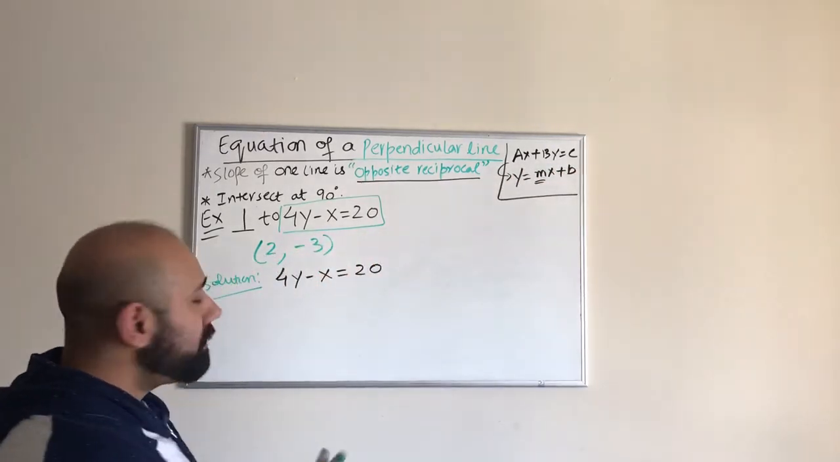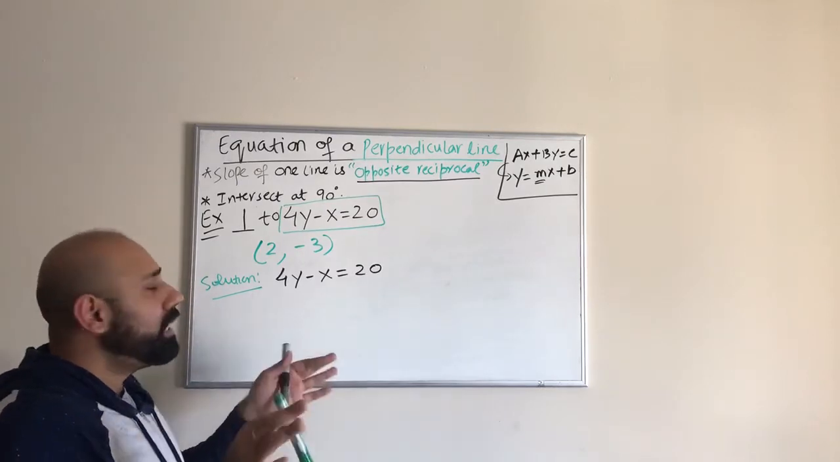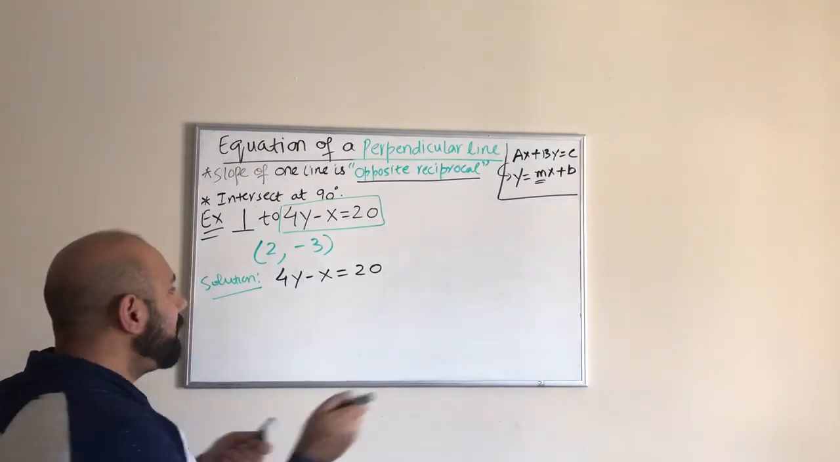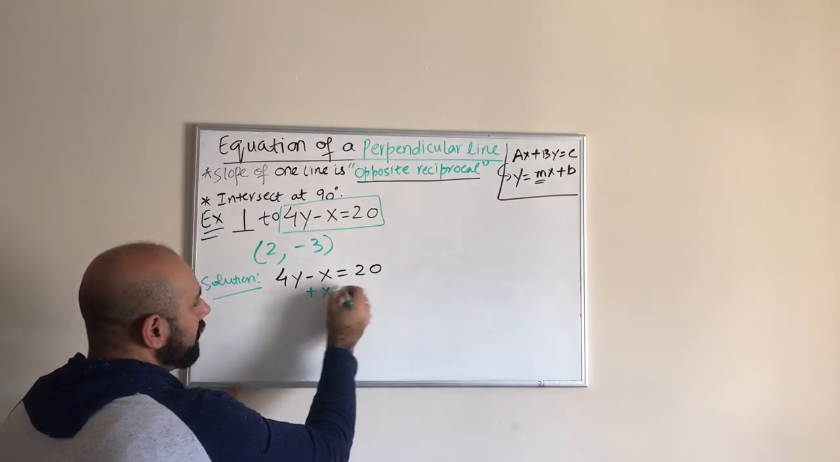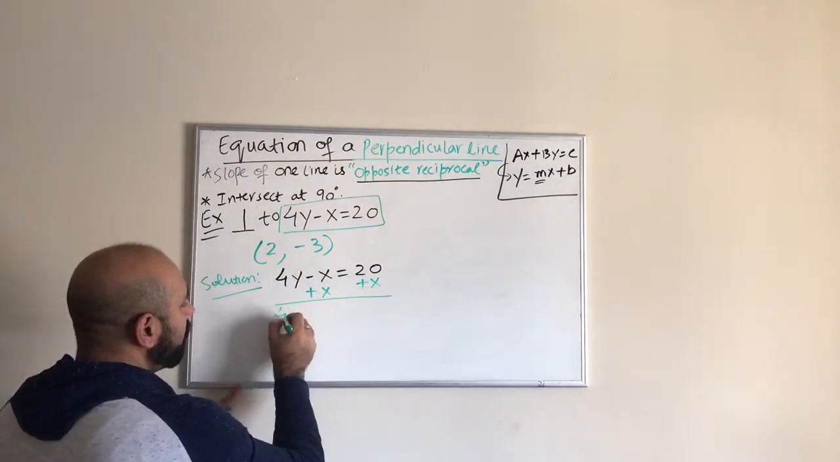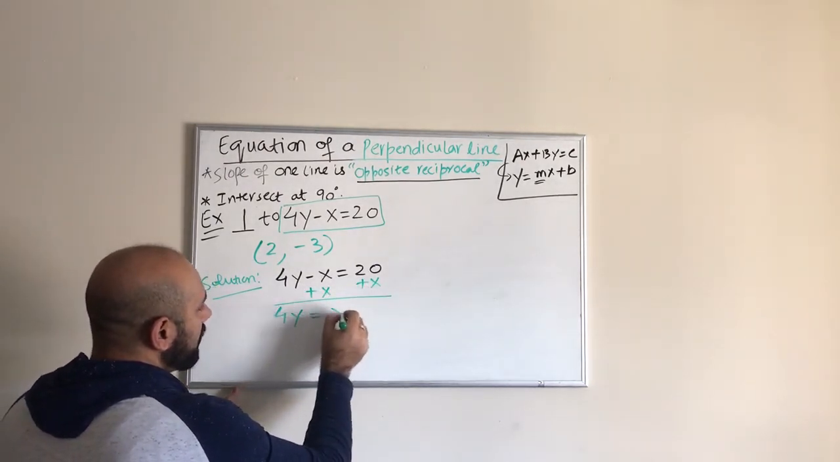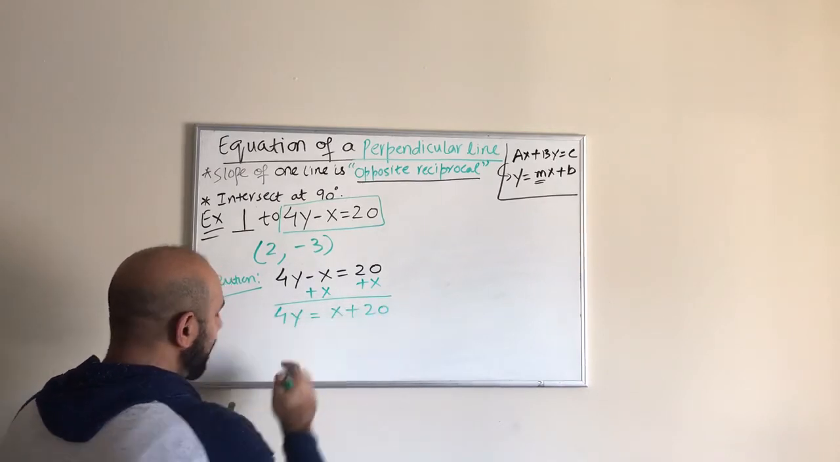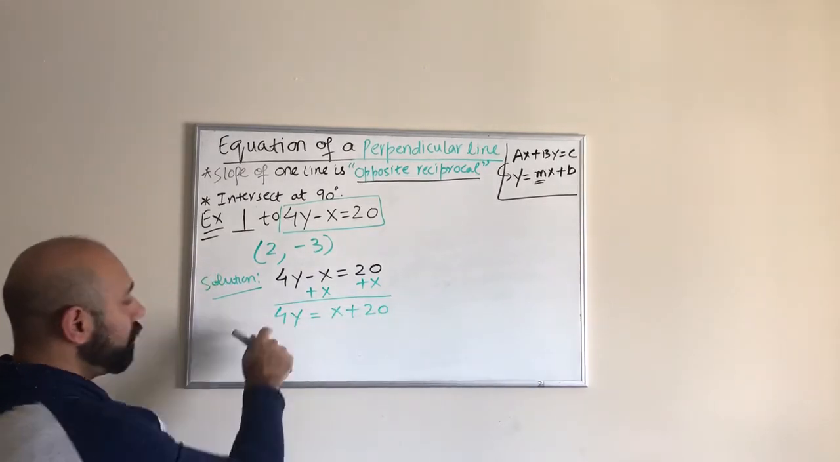In the previous video, we already transformed this, but let's look at the steps one more time. Obviously, you want to get rid of the x first, so you add x to both sides. I have 4y equals x plus 20. We cannot combine them, they're not like terms. And then we want to get rid of the 4 as well.